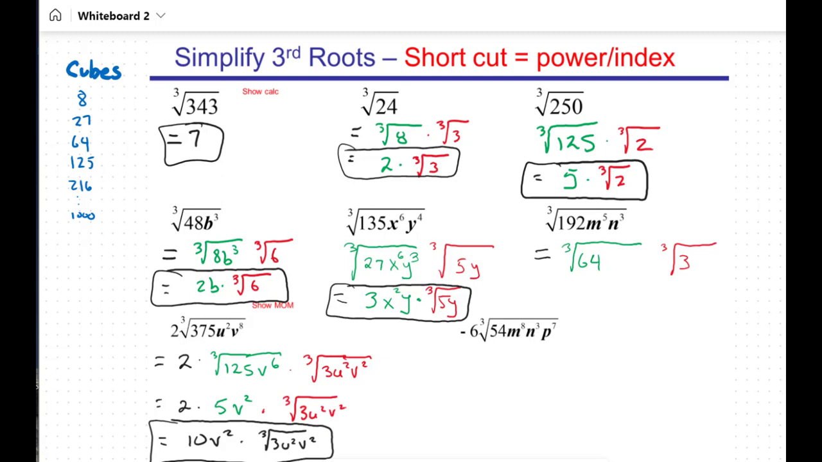Now we've got to attack the variables. Now we attack the variables a little differently. We look for multiples of 3. A cube root of m to the 5th won't work. So we're going to have to break up m to the 5th. But we could break it down by m cubed.